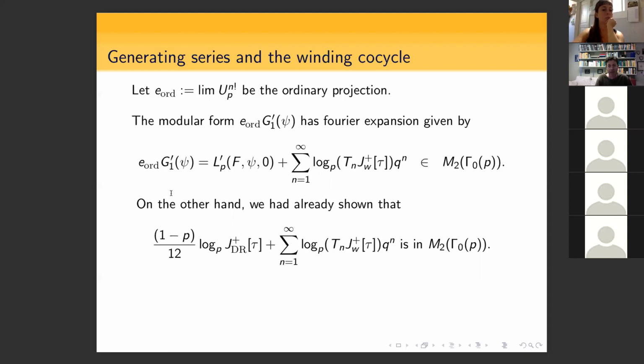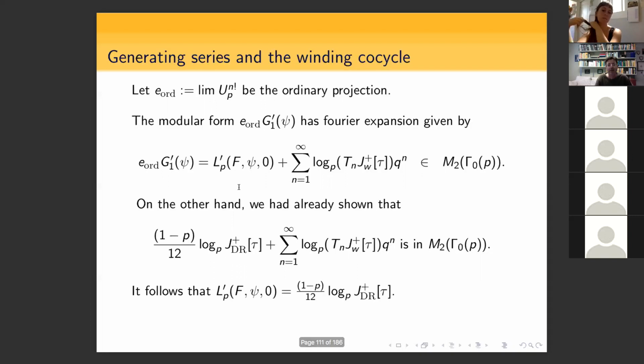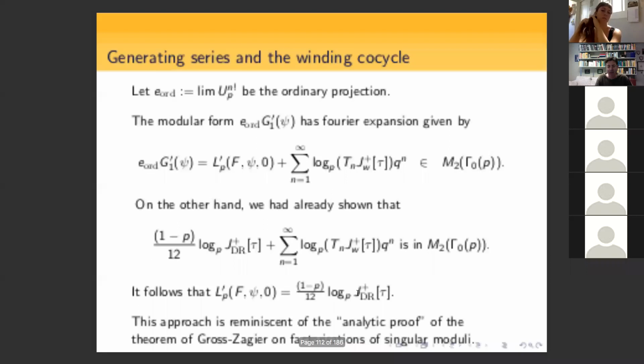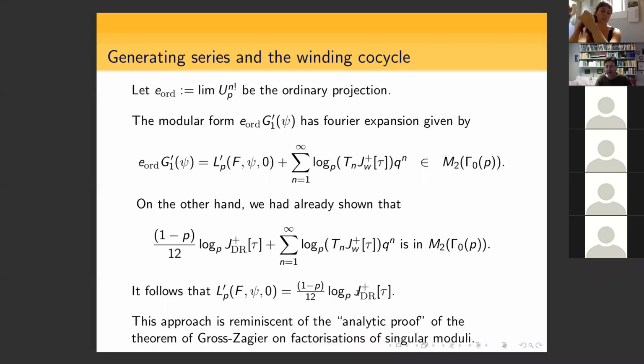So if you look at these two results, we see that these two modular forms agree. All their coefficients agree, therefore their constant terms have to agree. And it follows, therefore, that the derivative of this p-adic L function is equal to a simple multiple of the value of the Dedekind Rademacher cocycle at tau. And that's how we can prove this result that already appeared in Samit's thesis.